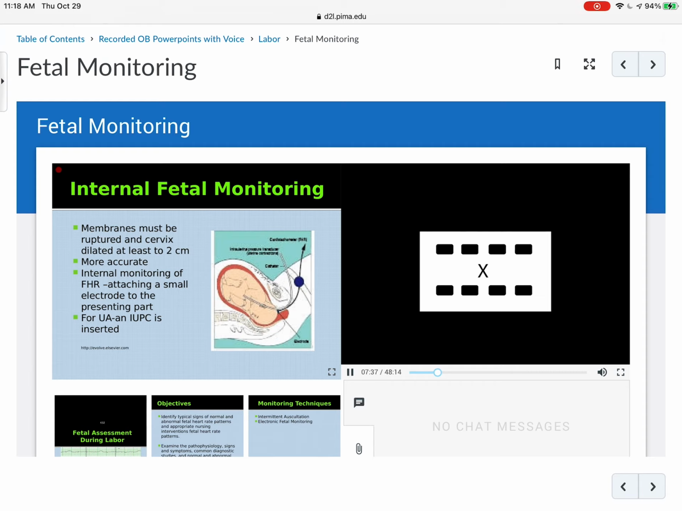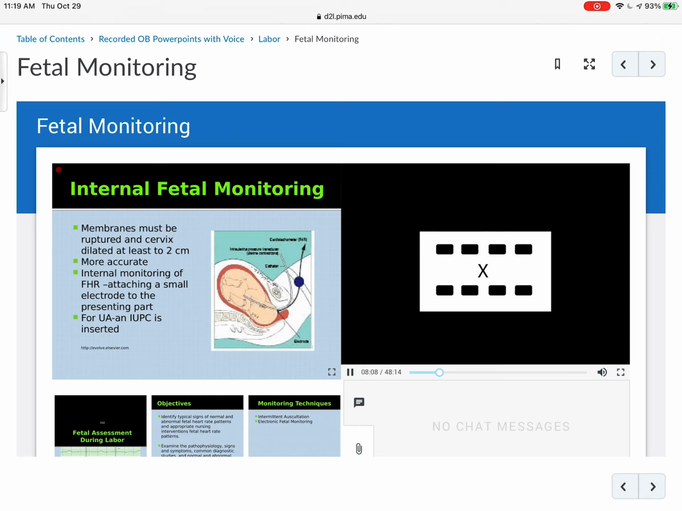Remember, the internal fetal monitors are a little bit more aggressive. Also, to place them inside the cervix, we need to make sure that the cervix is dilated at least 2 centimeters, and also that the bag of waters is already broken. So those two factors must be present for us to be able to use internal fetal monitoring. Cervix must be dilated to 2 centimeters, and the bag of waters must be ruptured.